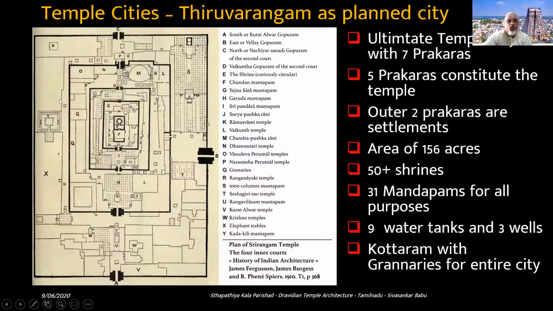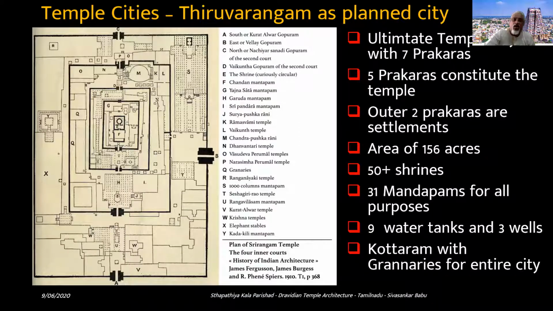7 prakaras. 5 prakaras constitute the temple. The remaining 2 prakaras are the outer settlement. 156 acres, 50 plus shrines inside, and 31 mandapas in various styles and forms in between, and 9 water tanks spread over the place, 3 wells. And we have granaries, kotarams for the entire city. Inside this, there is a big granary. And during some of the famine times, during monsoon, the kings have approached the granary for loans on payment for supplying food to the needy.